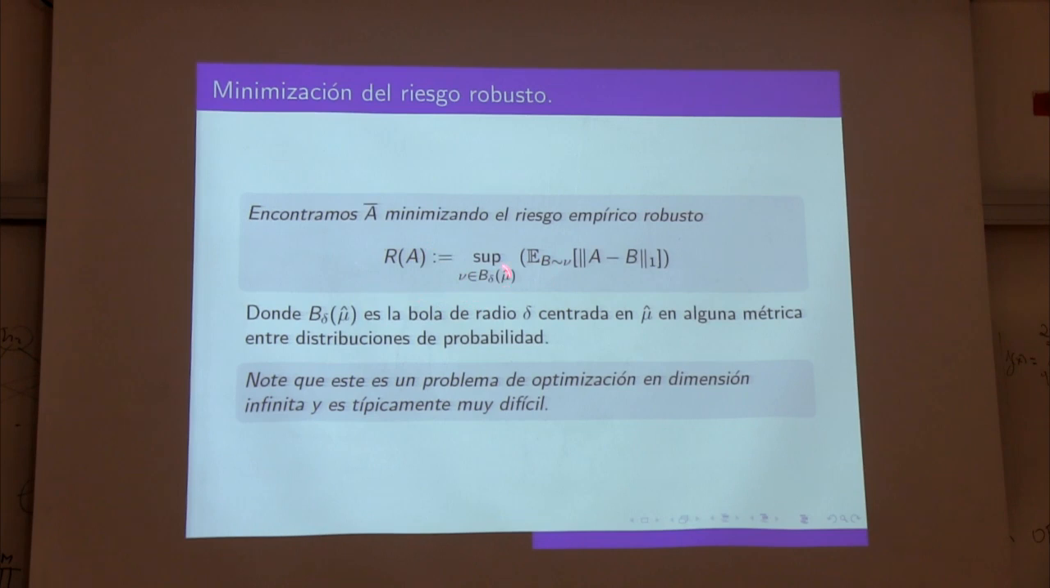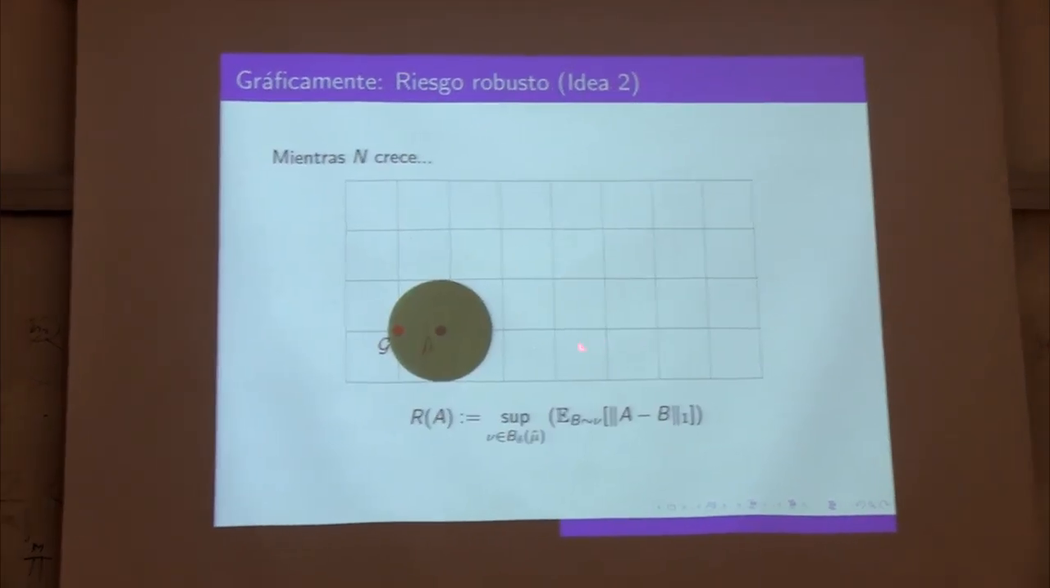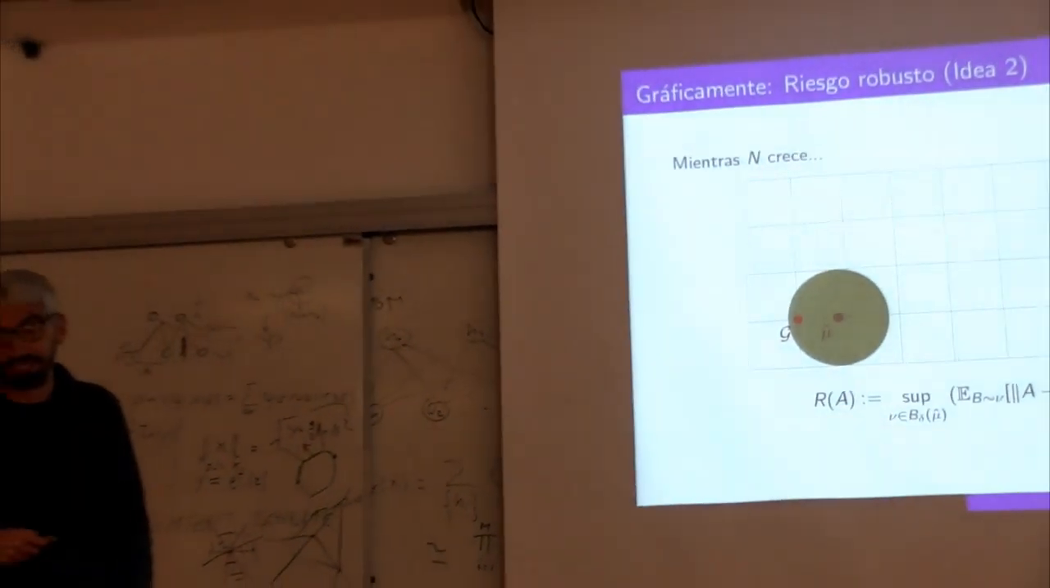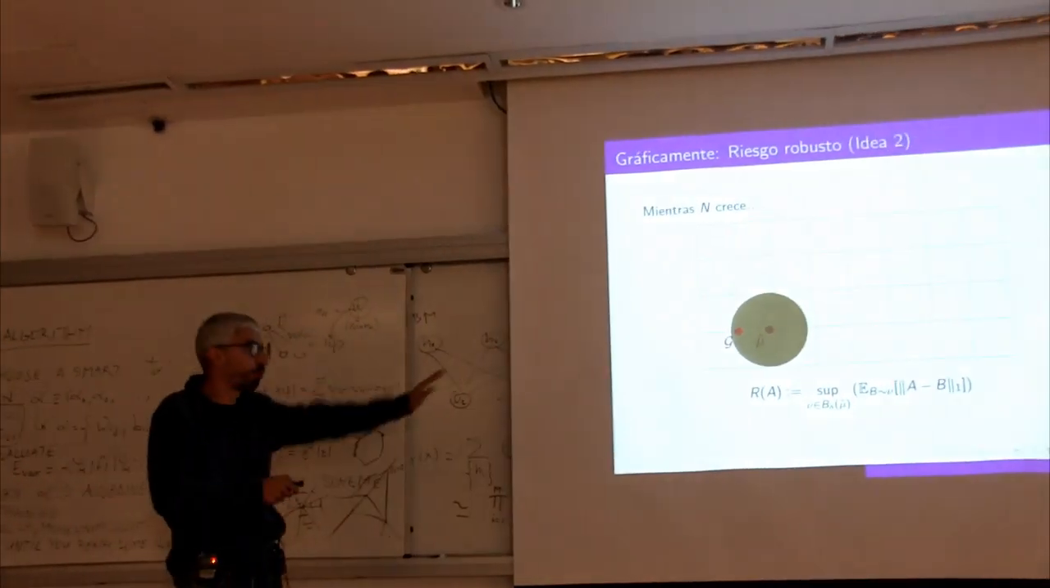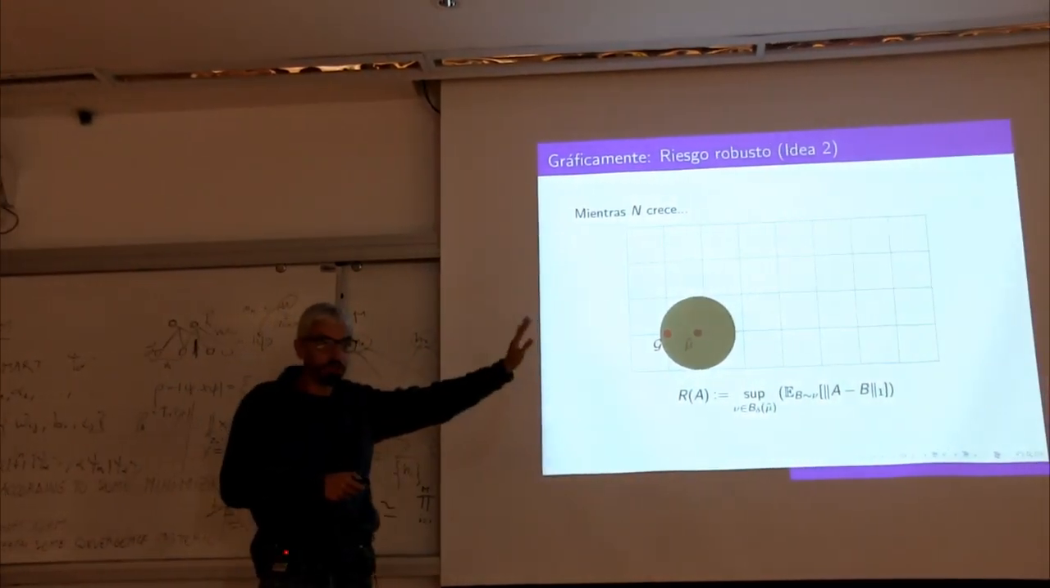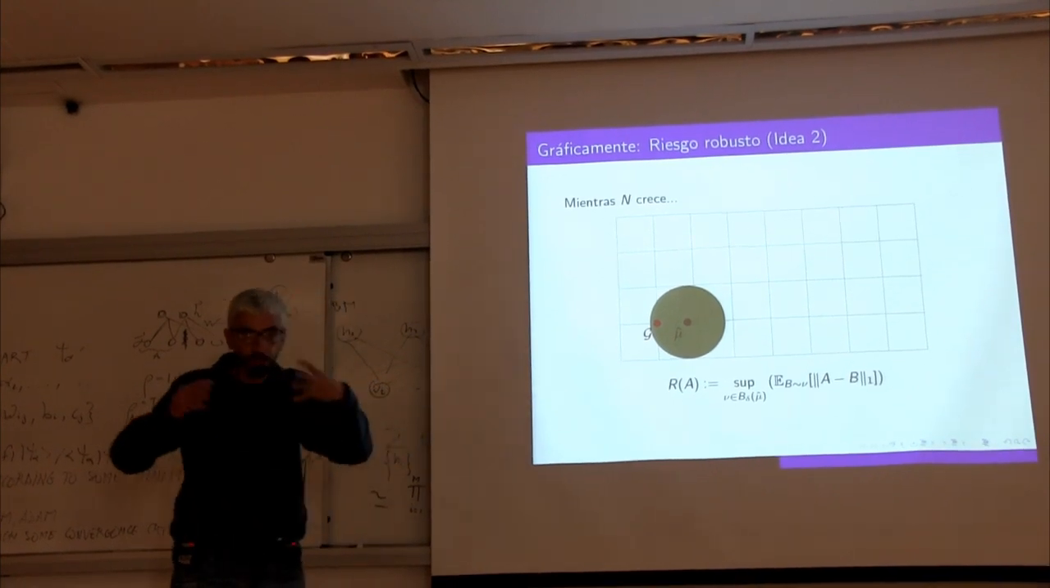Now, in order to do this, we have a few problems to address. The first one is, how do I measure distances in the space of probability distributions? And the second is, how do I do this optimization, since this picture is in fact in an infinite dimensional space? I draw it in 2 dimensions because I don't have much choice on the slide, but it's really infinite dimensional.